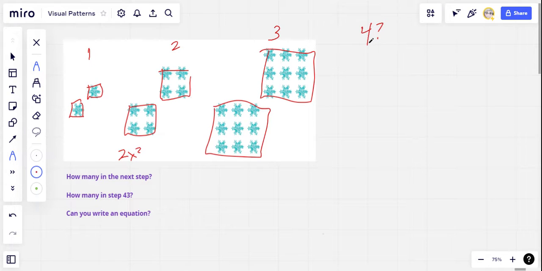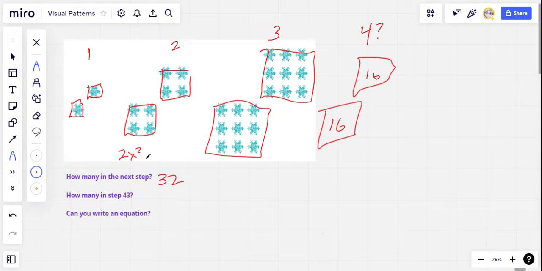How about predicting what's in step 4? I think that should be pretty straightforward now that we've noticed this pattern. If there's two 1 by 1 squares and then two 2 by 2 squares and two 3 by 3 squares, there should be two 4 by 4 squares here, right? So a 4 by 4 would be 16 and another 4 by 4 would be 16. So 16 plus 16 would be 32. So that's how many I'm predicting for step number 4, 32.